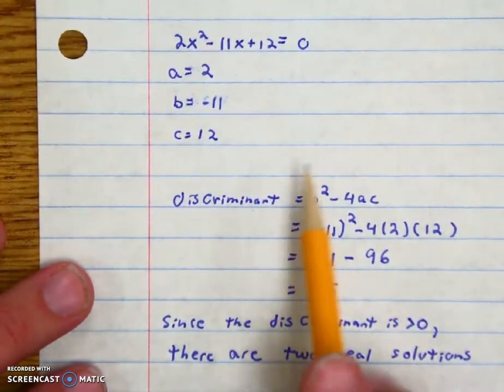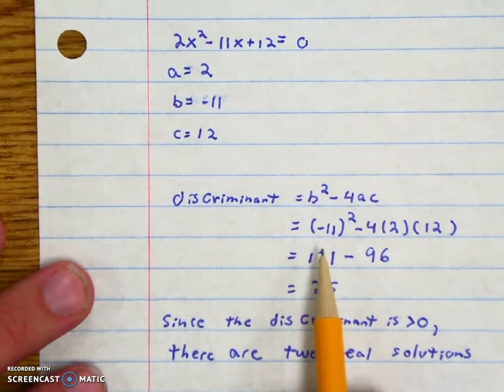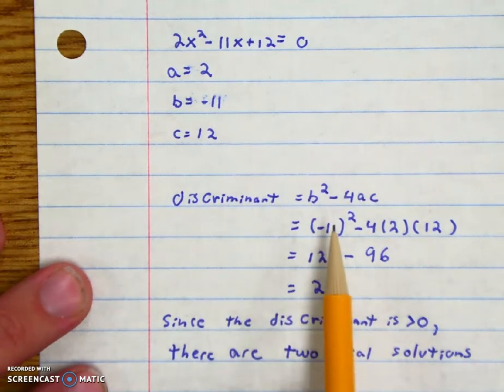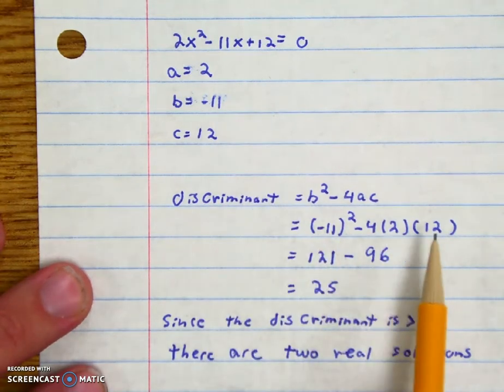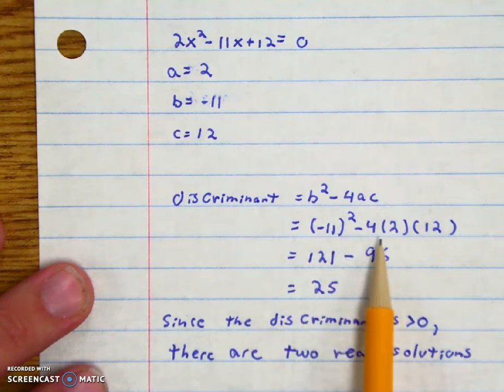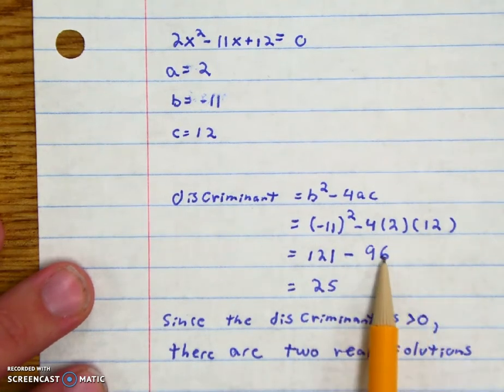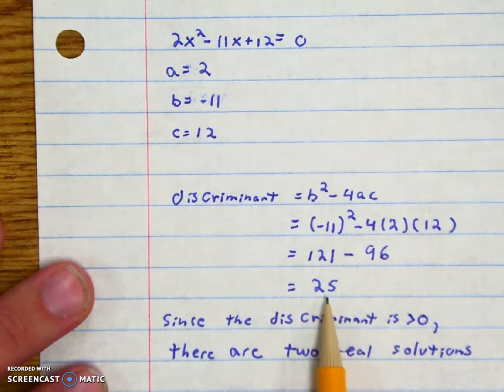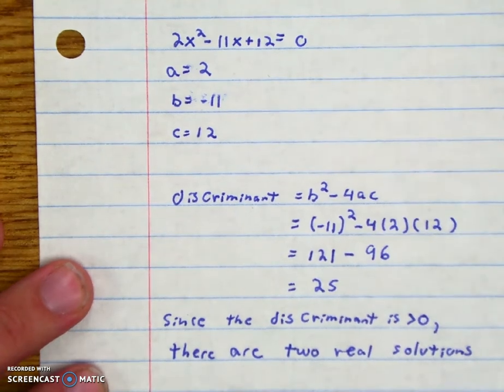So b squared minus 4ac, I do some substitution. My b is negative 11, minus 4 times 2 times 12. Negative 11 squared is 121. The product of this is 96. Subtract these, you get 25. Since the discriminant is greater than 0, there are two real solutions.